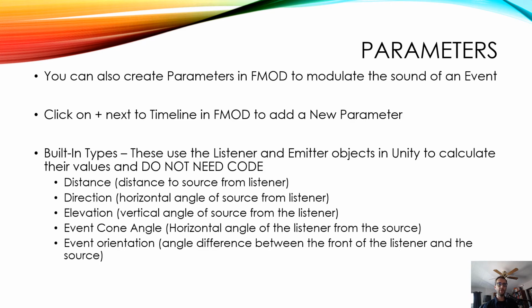And there's a bunch of built-in types that are going to use the listener and emitter objects in Unity to calculate their values and don't need any coding. So distance will calculate the distance from the source emitter to the listener. Direction will calculate the horizontal angle of the source to the listener. Elevation is the vertical angle of the source to the listener. Event cone angle is the horizontal angle of the listener from the source. And event orientation is the angle difference between the front of the listener and the source. You're probably going to use distance or direction the most.